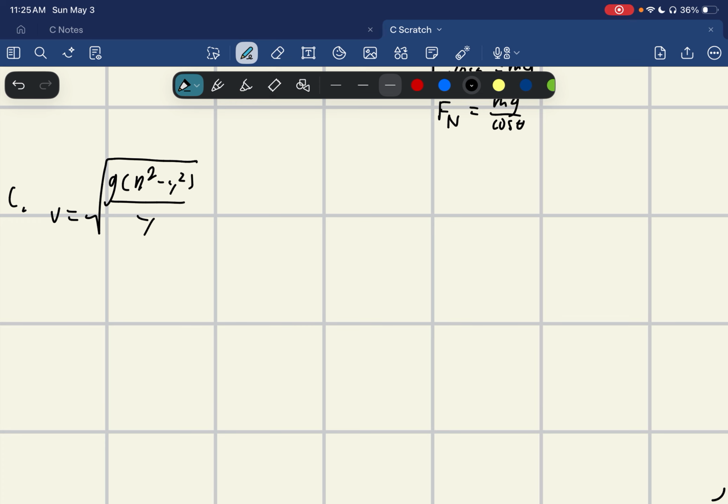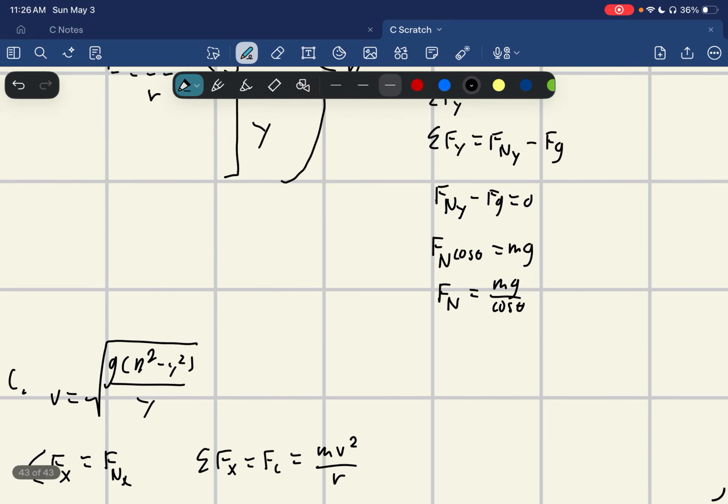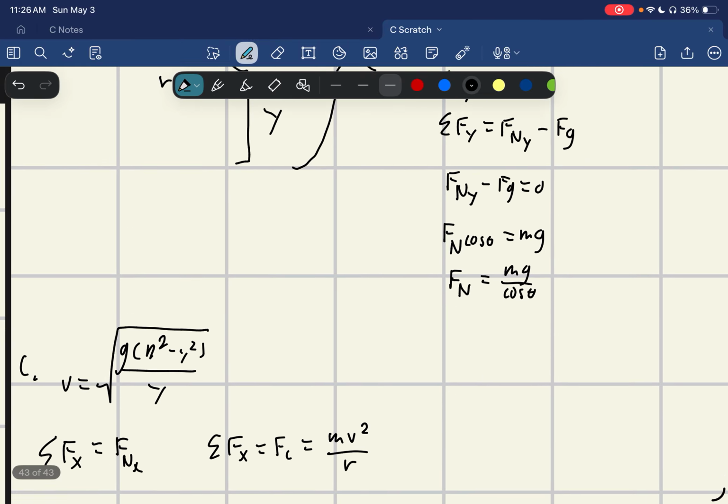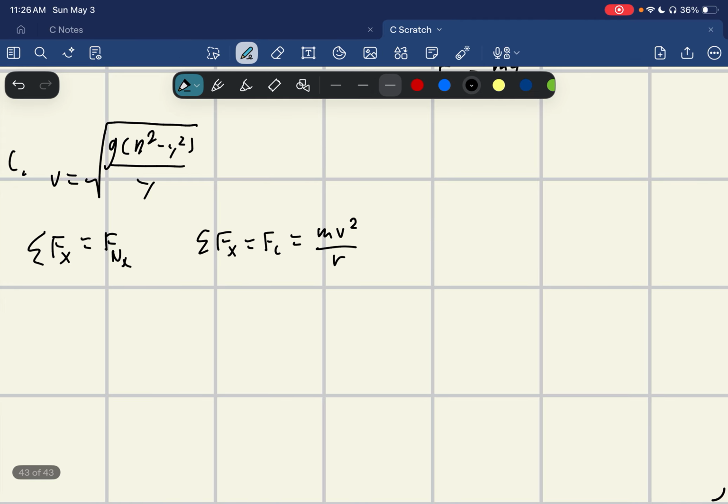Okay, so we're going to look at net force in the x direction. So we know that net force in the x direction is equal to Fnx, but net force in the x direction is also equal to Fc, which is equal to mv squared over little r. And this little r, because it should be the one that's on the same plane as the movement, because big R is pointing diagonally upwards. So that has to be little r.